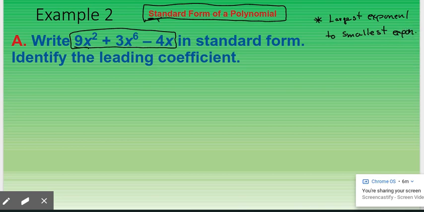Okay, so the largest exponent here is x to the 6. So I'm going to start with 3x to the 6. The next one would be x squared. So I have positive 9x squared. Make sure you do put that plus sign there. And last but not least, we have x to the first. So drop it like it's hot, minus 4x. Okay.